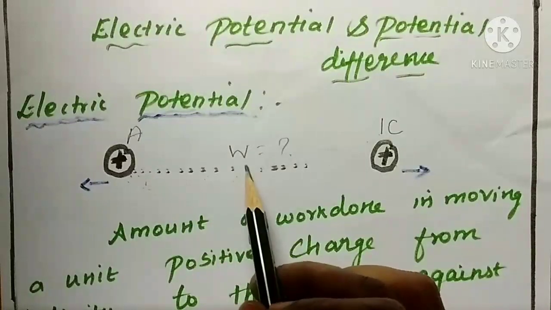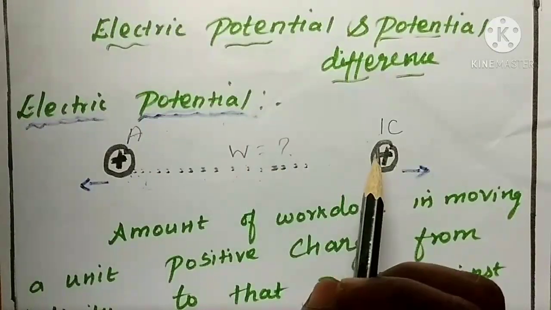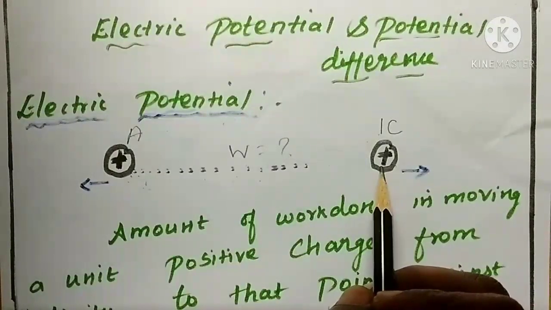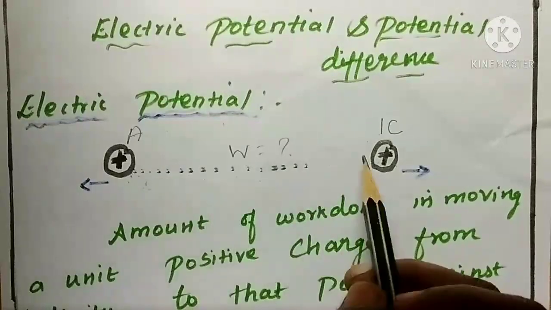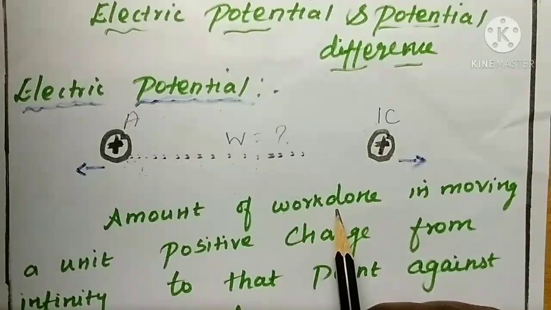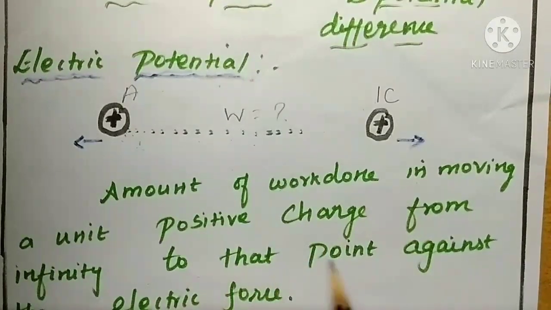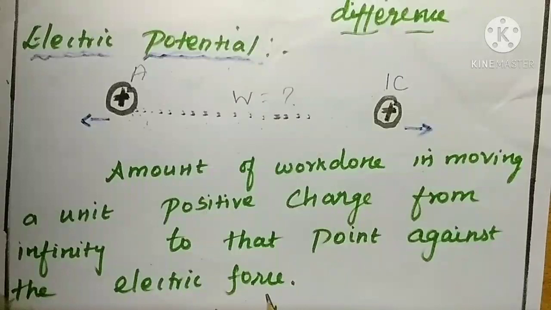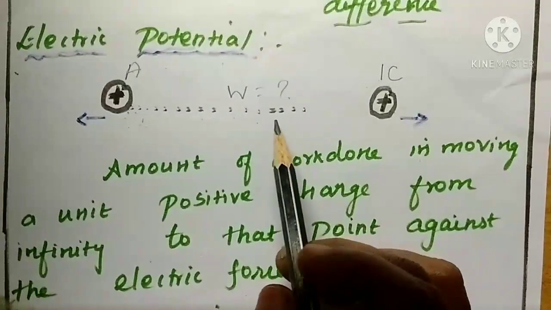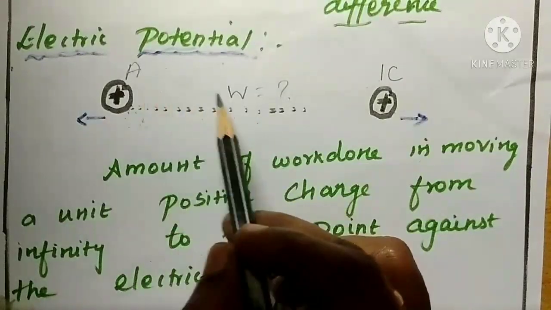So for that, the amount of work said to be done is called the electric potential. During this change, the potential energy will be changing. If you are bringing the charge from the infinite distance to this point, the energy will be changing. So electric potential is defined as the amount of work done in moving a unit positive charge from infinity to that point, against the electric force. What force is here? The repulsive force is there because it is the same type of charge. So we have to do some work to move this charge. That work done is called the electric potential.